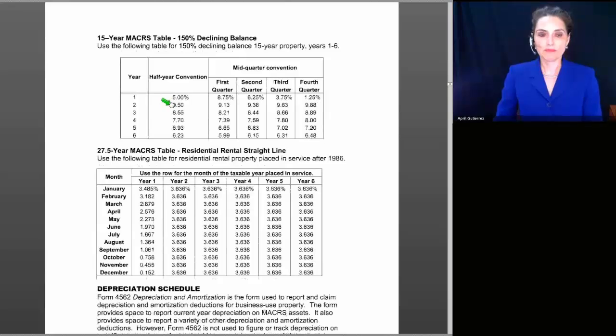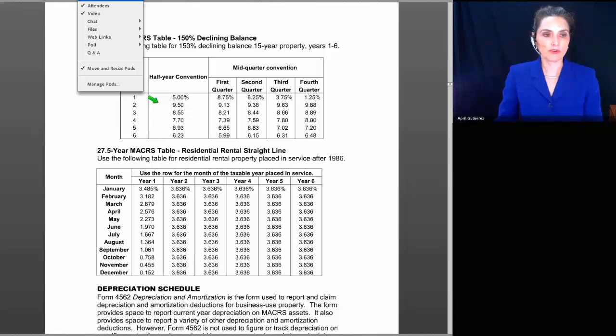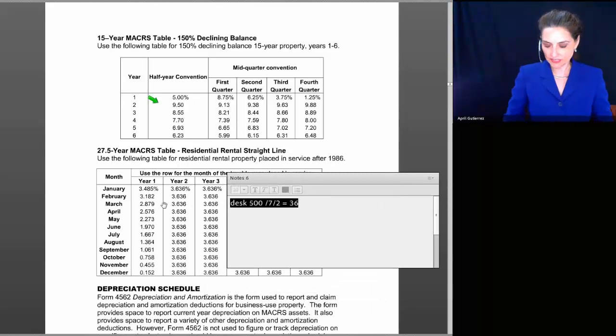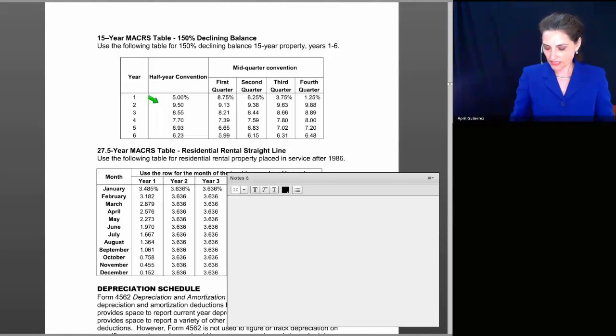For 15-year property, we're now going to be using 150% declining balance rather than 200% declining balance. So these numbers come out differently, and just to see where those come from, let me put up another pod here just so we can see what's going on with 150% declining balance and how it varies. So under 200% declining balance, you would take the cost of an asset times 20%, right? That's 200% if it was 5-year property.